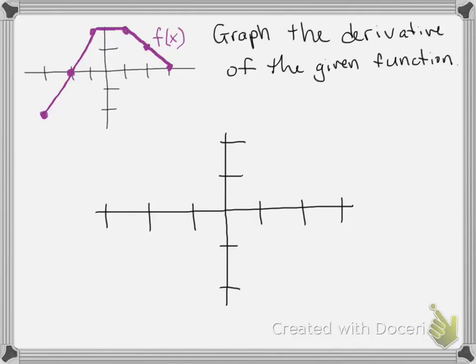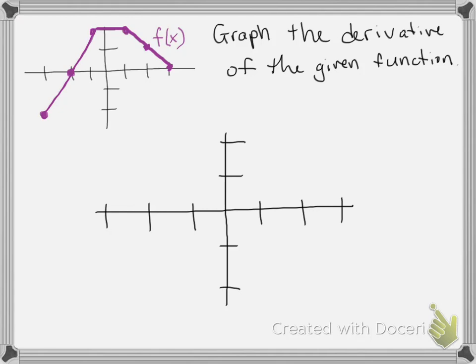Okay, so for this problem we are looking at the graph of the derivative based on the graph of f of x. Graph of f of x is a linear graph. That is important. If it's not linear, we're not going to be able to get an exact graph of the derivative, at least not yet. We need the function in order to do that.